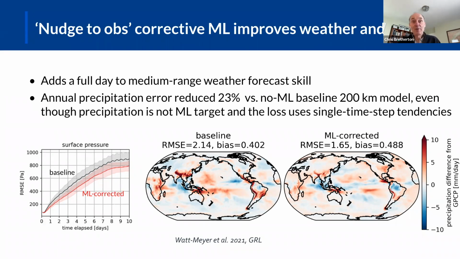In addition, if you look at the time mean patterns of the precipitation bias over a year, and these are time mean biases relative to actual observed precipitation, independently derived from a different data set. The RMSE here, which is the mean squared pattern error, is about 25% less in the machine learning corrected simulation than in the original 200-kilometer model. And in particular, the ML correction helps a lot over the Himalayas and over Africa, and sort of more subtly in a variety of other regions.